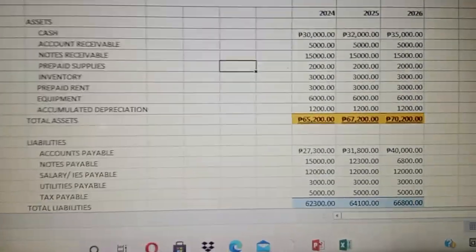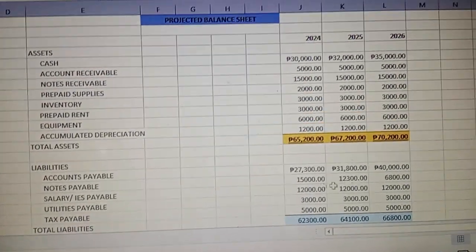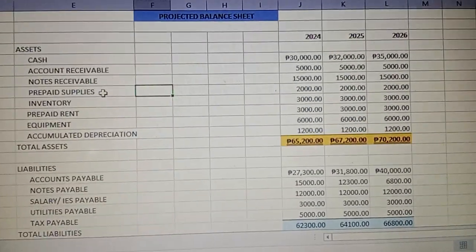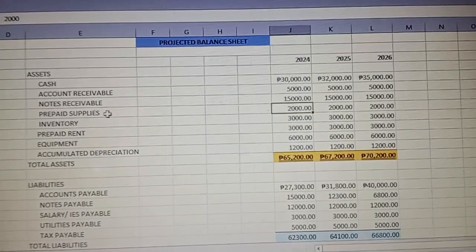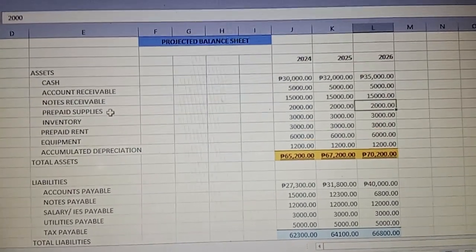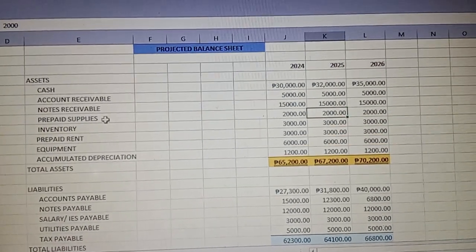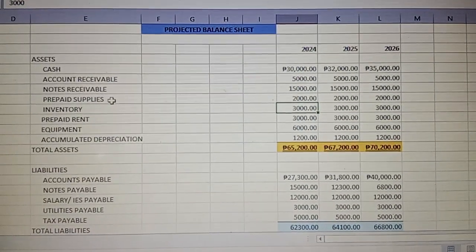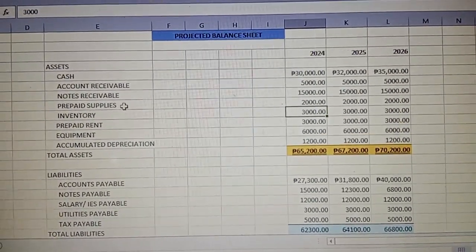Then of course, the prepaid supplies. These are the supplies that you have already paid for and are available for you to use in the business operations. And in this part, we combine them all. As I mentioned a while ago, we just have an estimation of 2,000 pesos including the next years, because whatever you have in your supplies this year can still be used in the next years. You can purchase additional supplies, but maybe it's minimal because it's a manufacturing business.